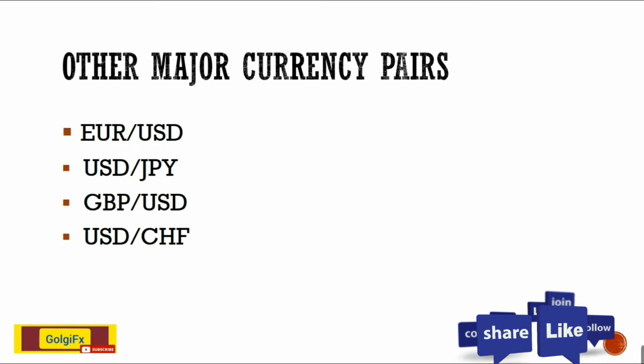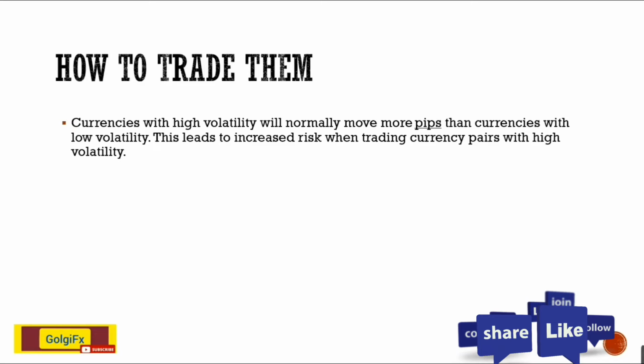Now, if a trader wants to trade currencies which are highly volatile or currencies which are more liquid, how will this trader go about it? Let's see how this trader can trade. The first thing is that currencies with high volatility will normally move more pips than currencies with low volatility, and this leads to increased risk when trading currency with high volatility. So if a trader wants to trade currencies with high volatility, you have to note that these currencies move a lot and give more pips. When you are risking more and the market is pushing against your direction, you lose more in pips and in currency.